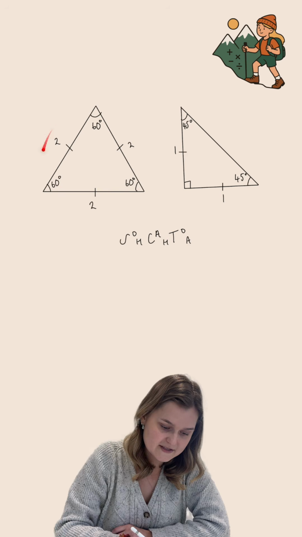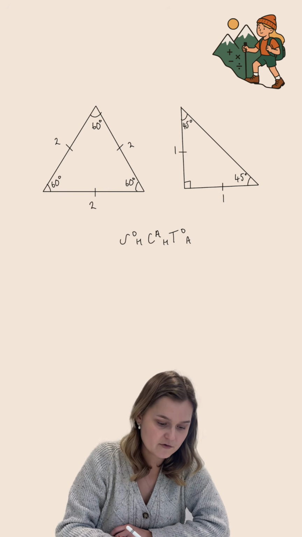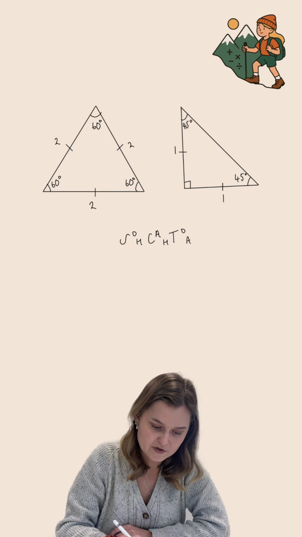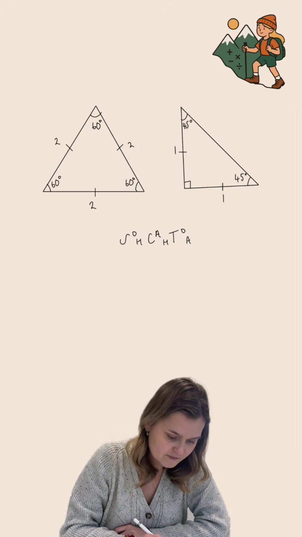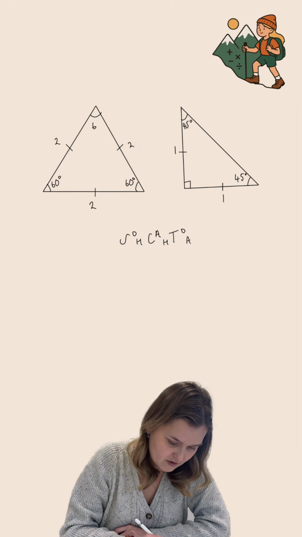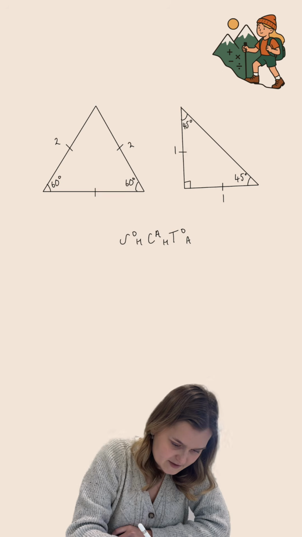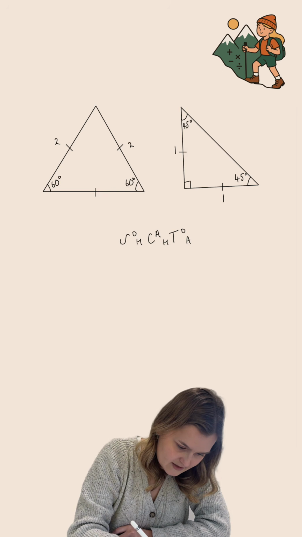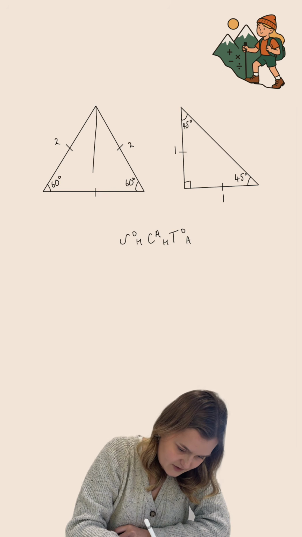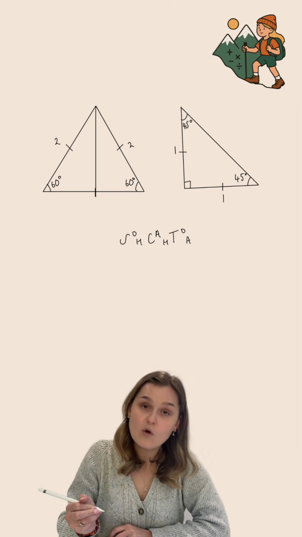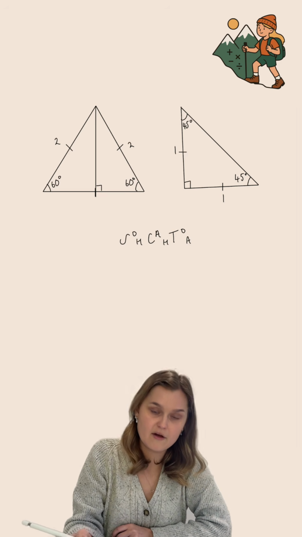The first triangle is this one here, which is an equilateral triangle where the sides are all equal to 2. Now what we are going to do is take this equilateral triangle and split it in half down the middle, so down here. What I've now created is a right angle triangle here.